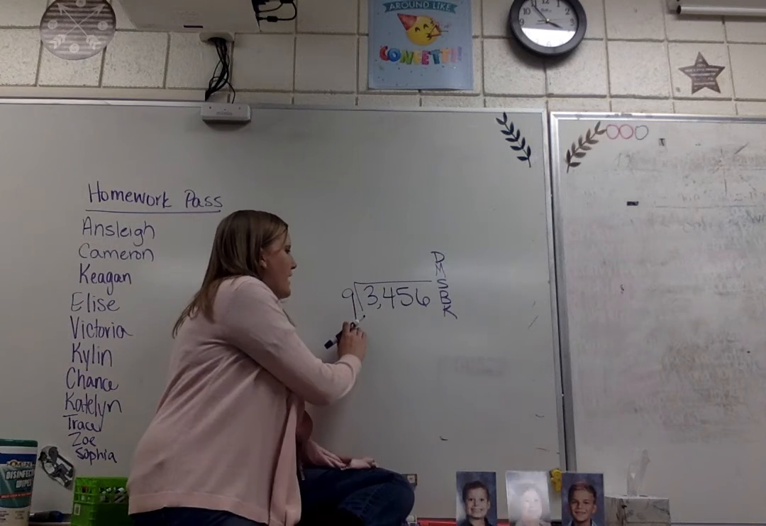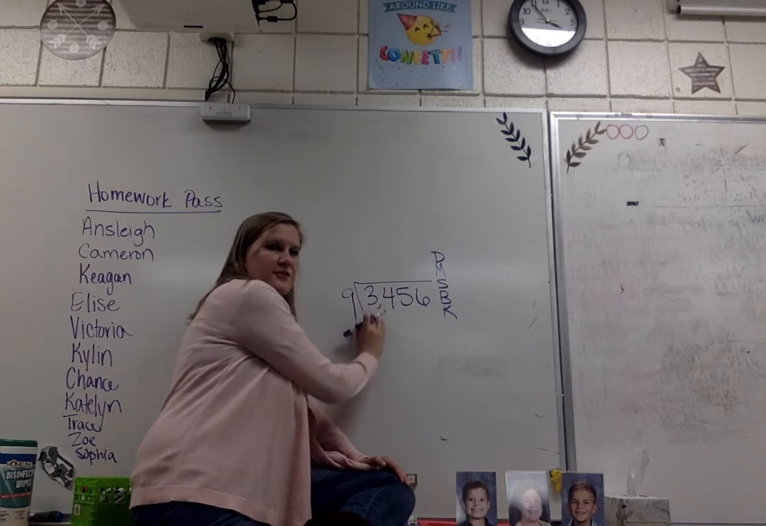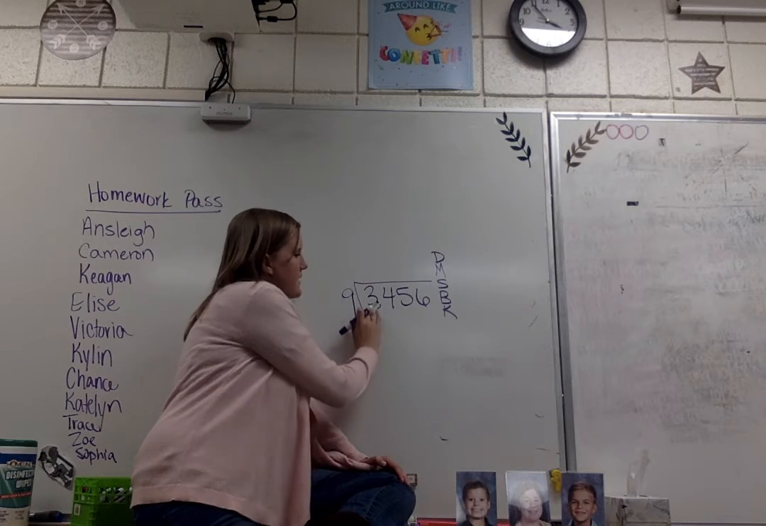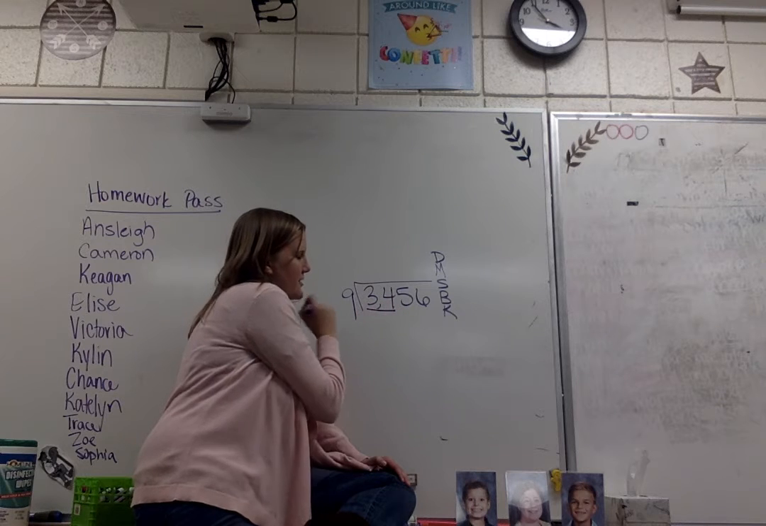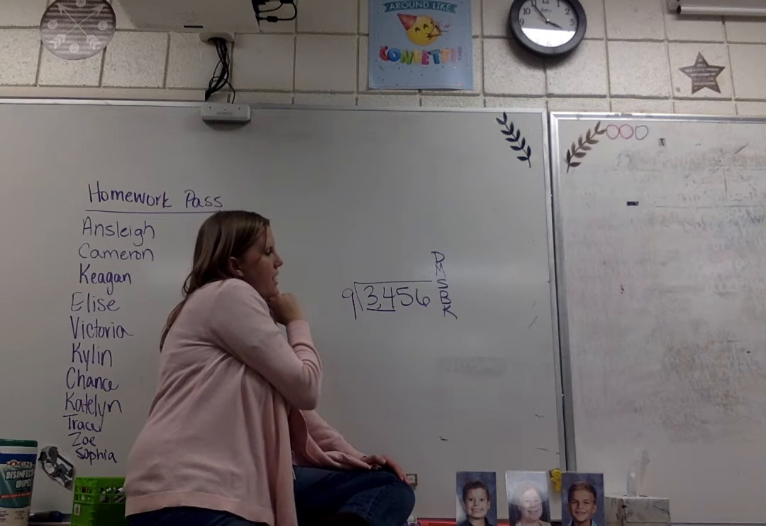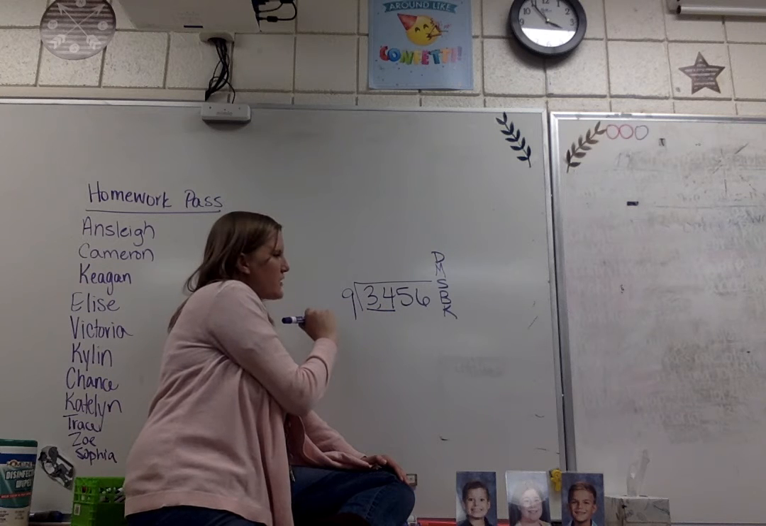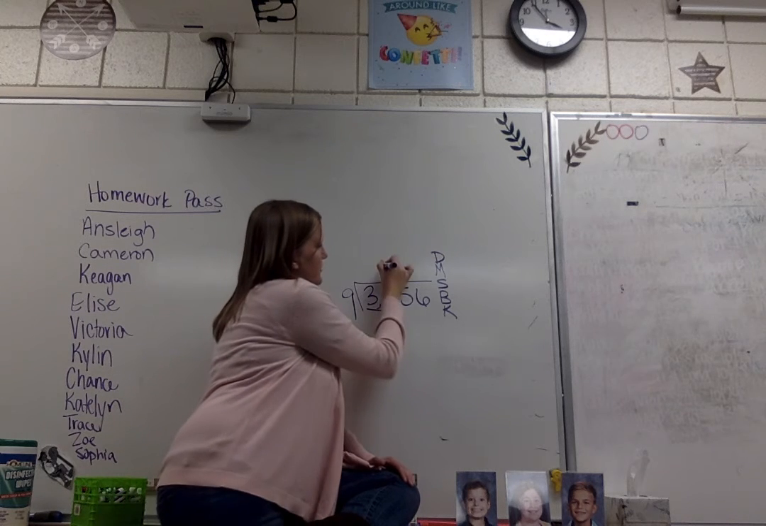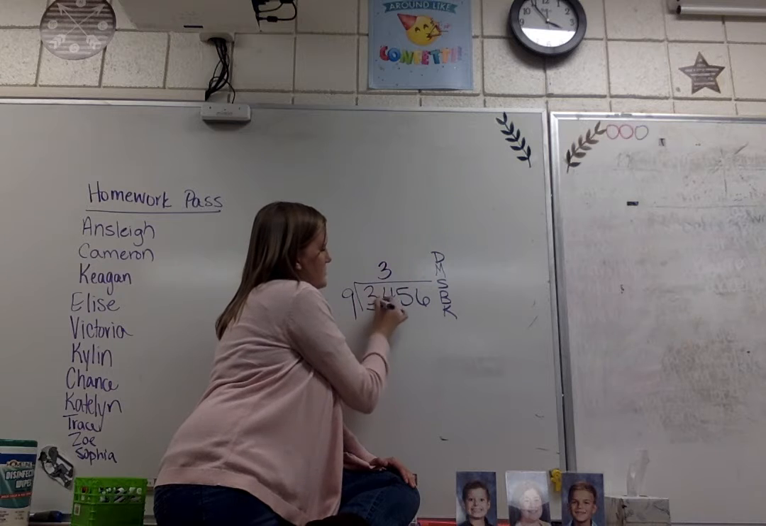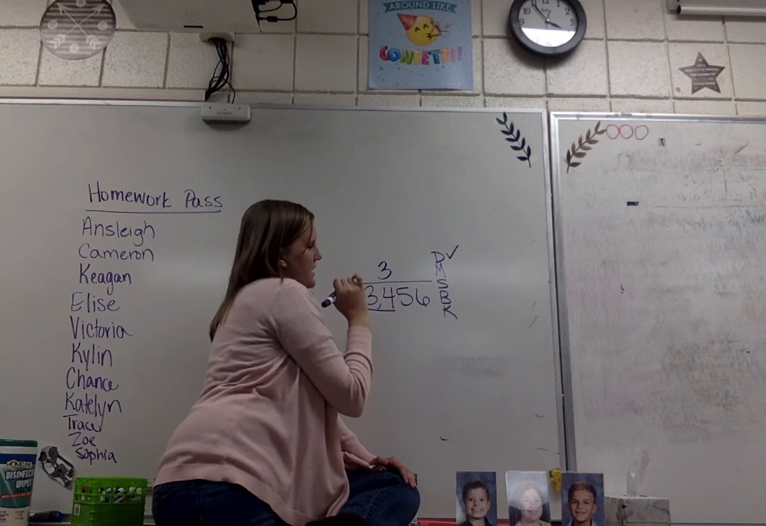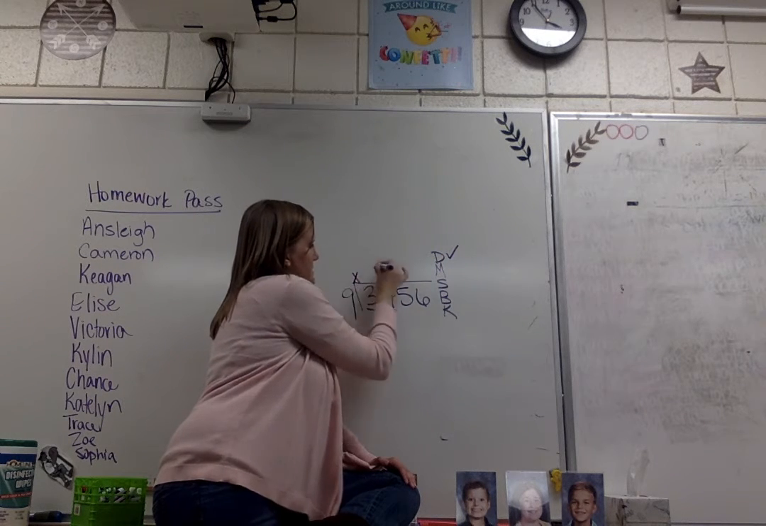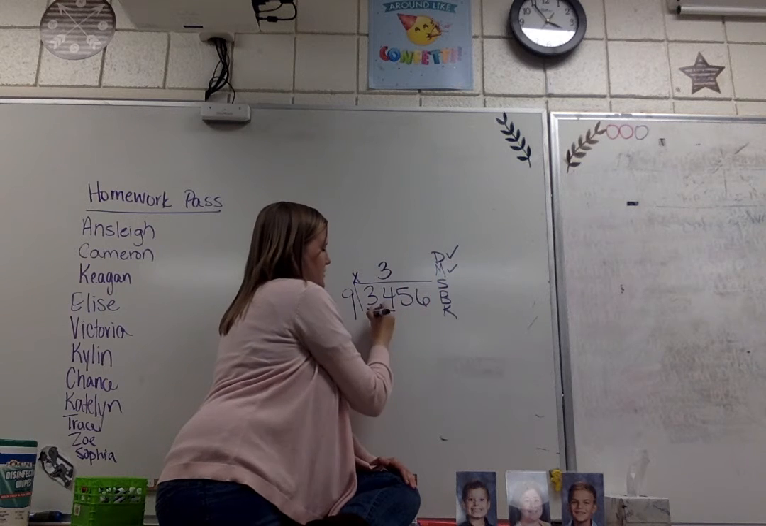All right. I cannot divide 3 by 9, so I'm going to have to add that second digit and make it 34. Well, I know 9 times 4 equals 36. That's going over. So I'm going to have to do 9 times 3. So 9 will divide into 34 3 times. 9 times 3 equals 27.